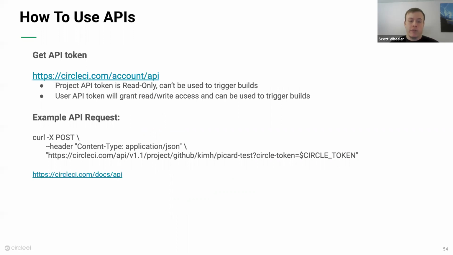A quick note on the different types of API tokens. A personal API token can be used for any write operations, such as triggering a build. A project token only has read access and can be used for things like status badges.